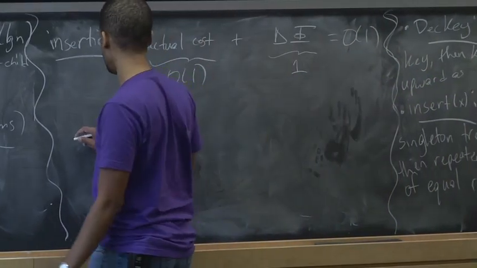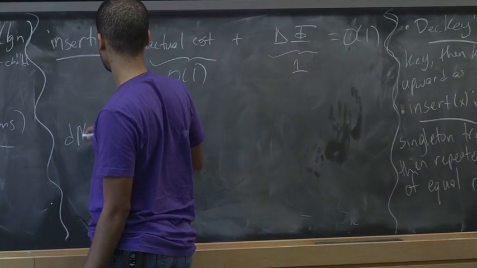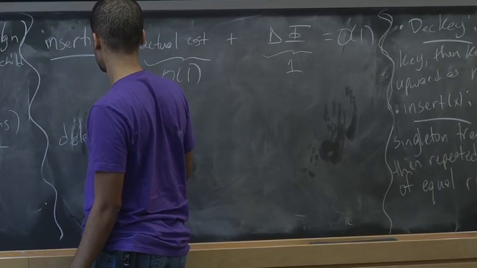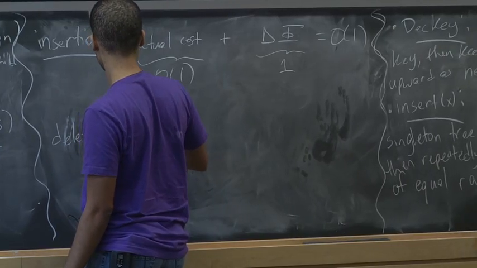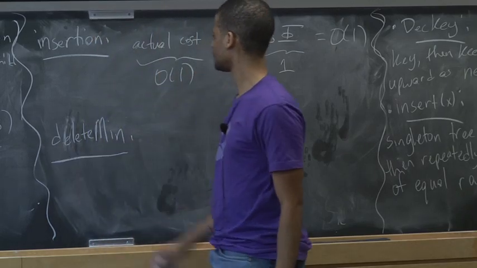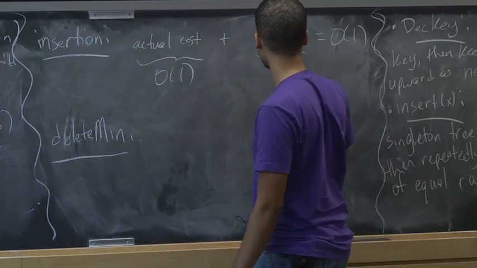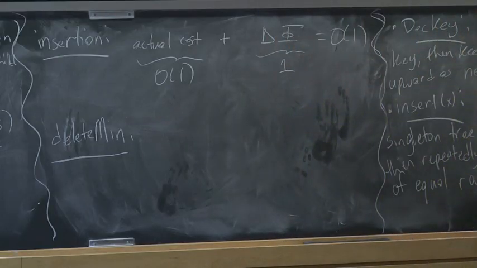How about delete min? Again, we have the actual cost plus the difference in potential. So now, what's the actual cost?